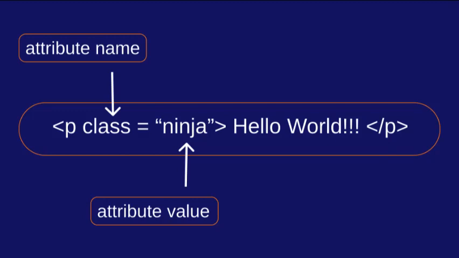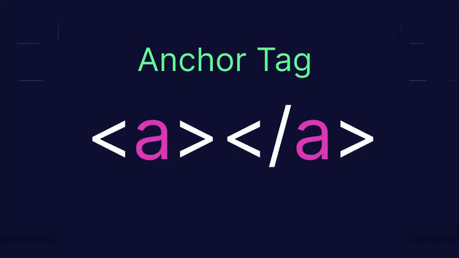Let's see an example. On your screen right now is the anchor tag, A for anchor. Just the opening tag and the closing tag. There are no attributes associated with it. Now let's talk briefly about the anchor tag. The anchor tag is the tag that gives your HTML the ability to link one website to another.